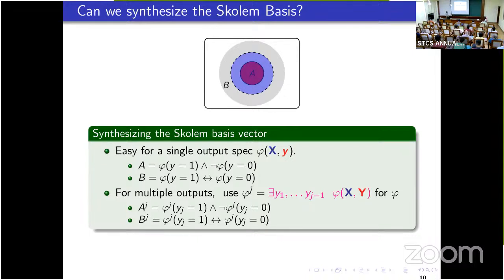y_{j+1} to y_m and x, the remaining variables. But if I actually do them in sequence, I already have those in terms of the x variables, so I can do the substitution and get done. So it's very similar. For one output, it's easy to see. For multiple outputs, it's very similar if I can do this. And so the real bottleneck is, can I do this?